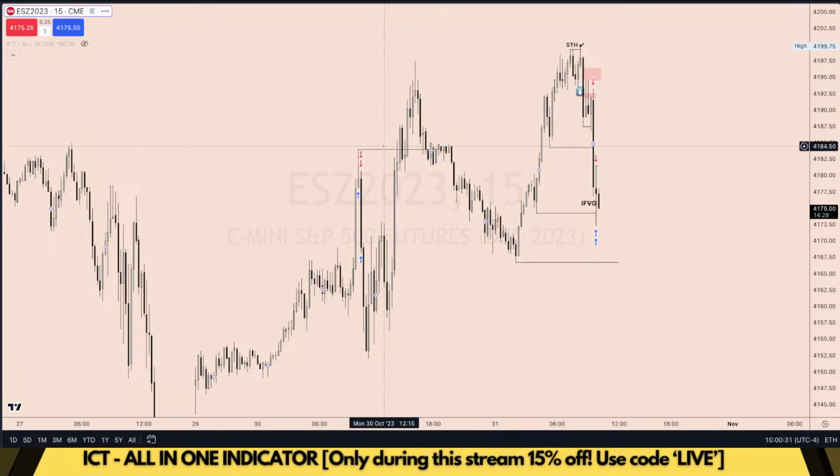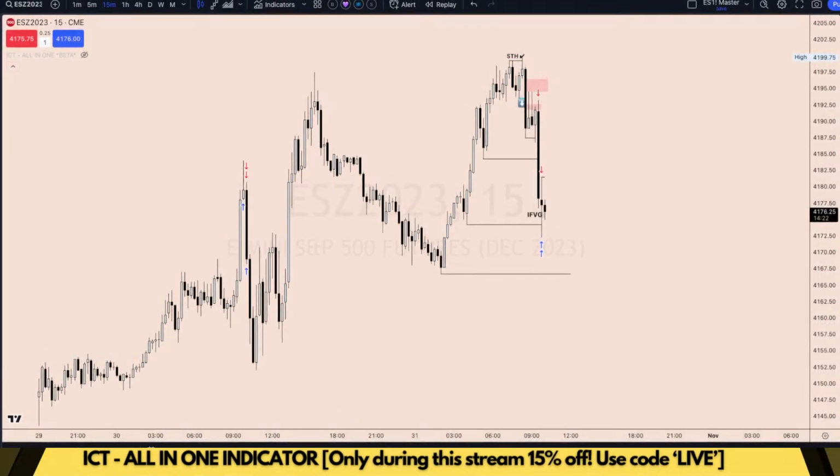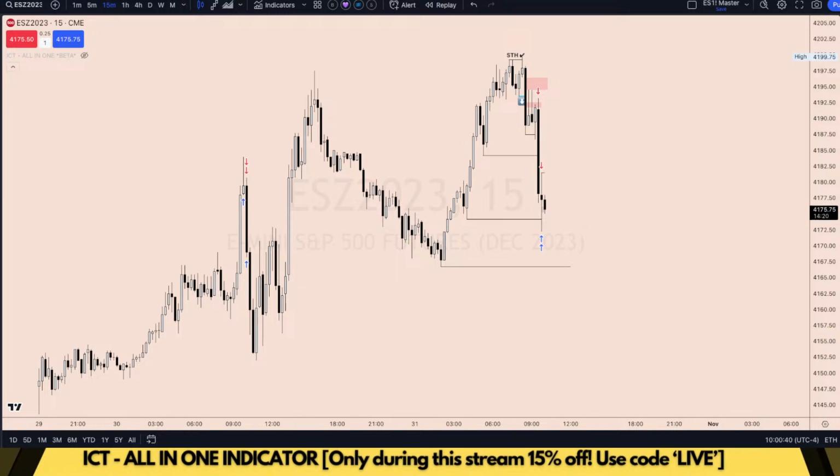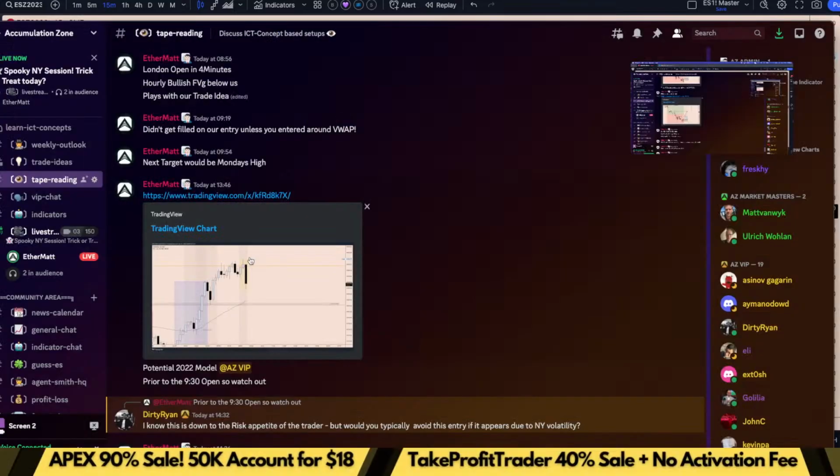Yes, in this scenario. Or for the short, which I shared with all the VIP members on the Discord. We always get a few new people watching, so I make sure that I always share these things. Might be a little bit repetitive, but right here I talked about the potential 2022 model at the high of the day prior to the 9:30 open. So I'm just adding this to make sure everyone is aware of the risk.